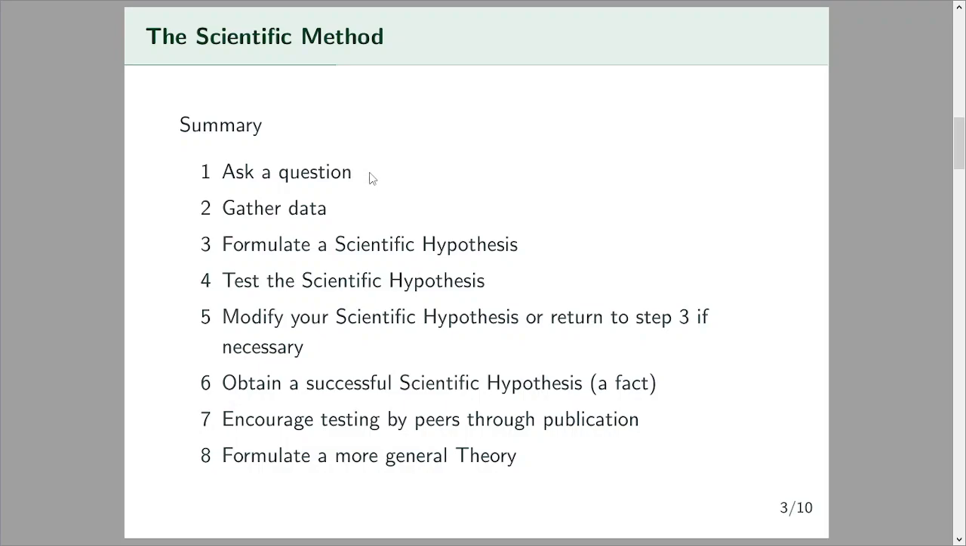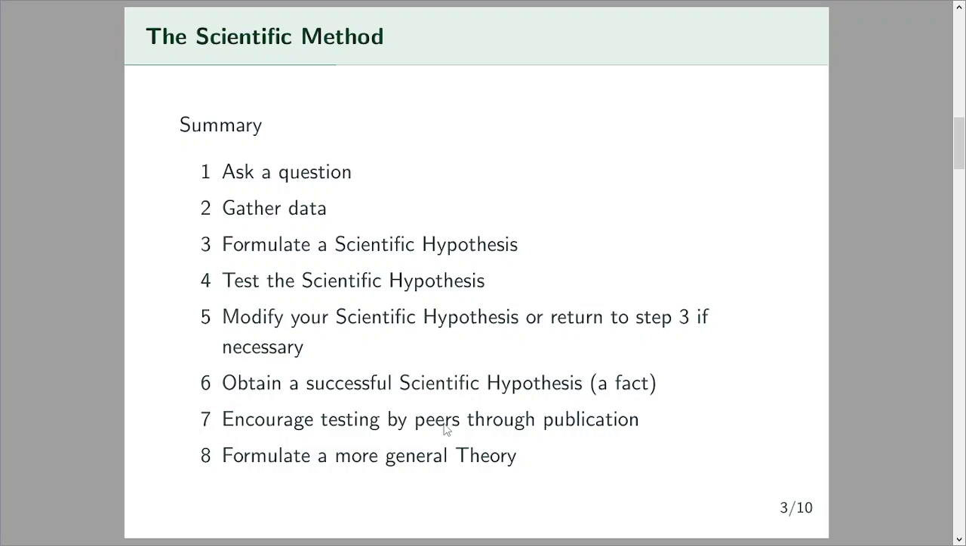So a summary of the scientific method is: you ask a question, then you gather data, then you formulate a scientific hypothesis, then you test your scientific hypothesis, and then based on the testing that you do, you might have to modify your scientific hypothesis, change it slightly, or you might have to scrap it completely and go back to step 3 and come up with a different one, right? If you cycle that a bunch of times, then you'll hopefully obtain a successful scientific hypothesis, which we might call a fact. At least it seems to be a fact at this point.